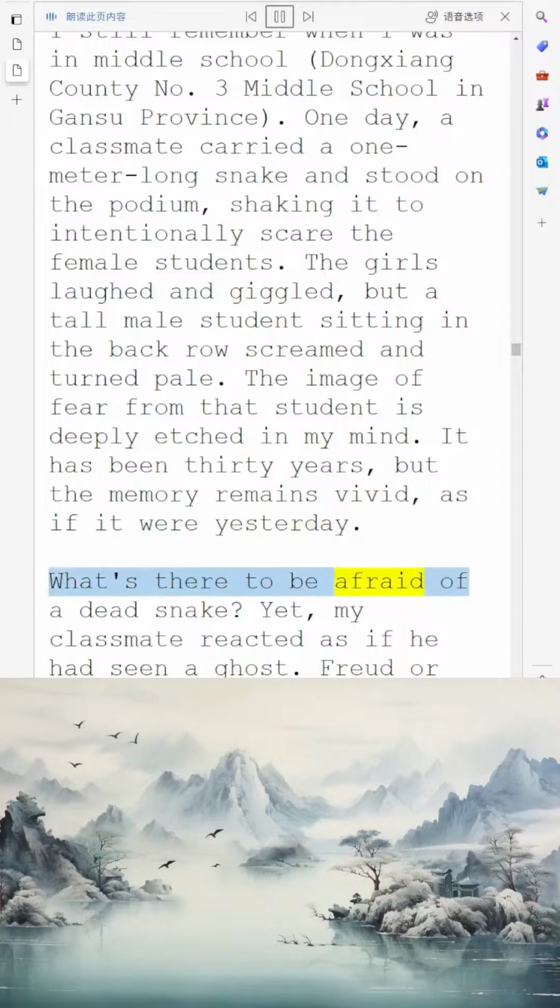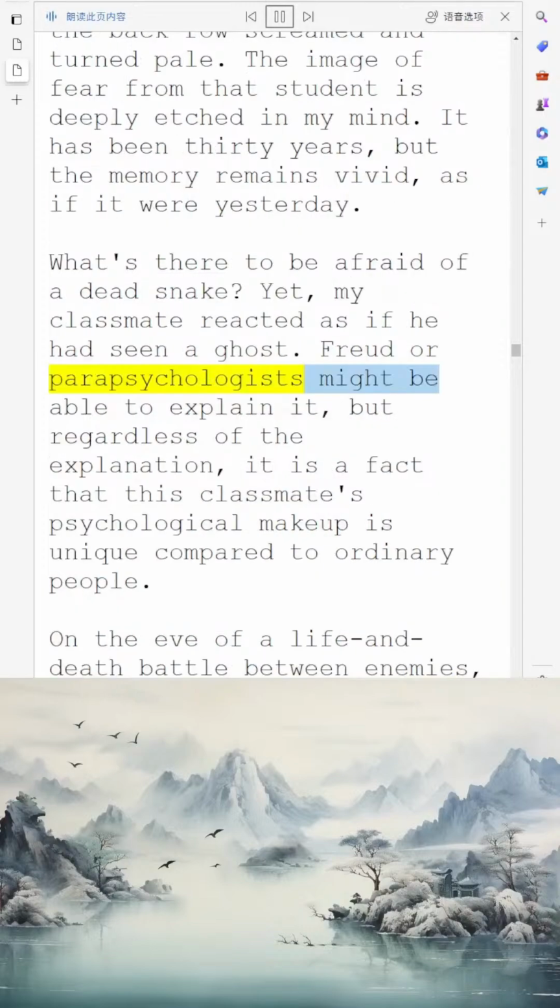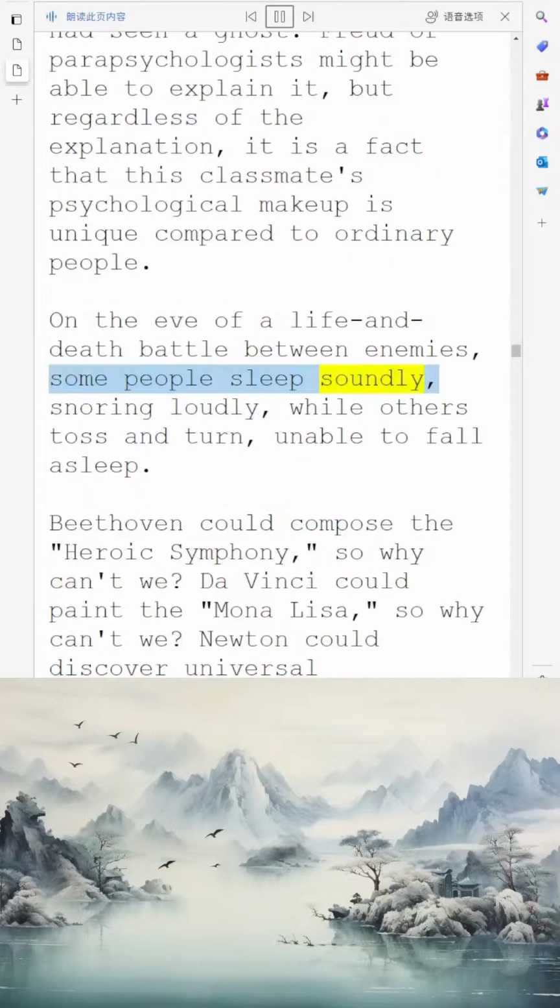What's there to be afraid of a dead snake? Yet, my classmate reacted as if he had seen a ghost. Freud or parapsychologists might be able to explain it, but regardless of the explanation, it is a fact that this classmate's psychological makeup is unique compared to ordinary people. On the eve of a life-and-death battle between enemies, some people sleep soundly, snoring loudly, while others toss and turn, unable to fall asleep.